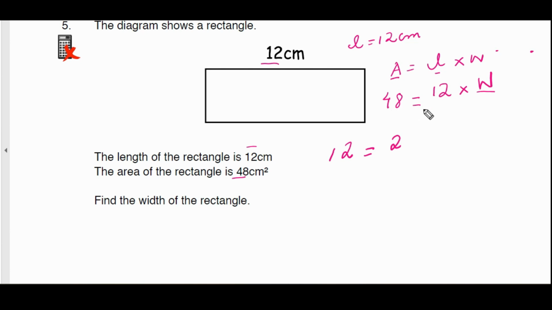We have 48 over here, so what will be the width? Width will be equal to 48 divided by 12. That is, 12 times 4 is 48. Okay, do you understand? So you have to write the unit, which is 4 centimeters, 4 centimeters over here.